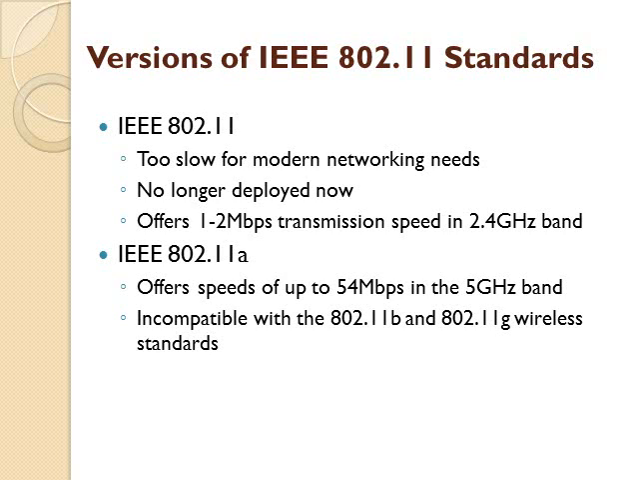And here we have another version, another standard, 802.11a, which offers speed up to 54 Mbps in the normal 5 gigahertz band, but it's incompatible with the 802.11b and 802.11g wireless standards.